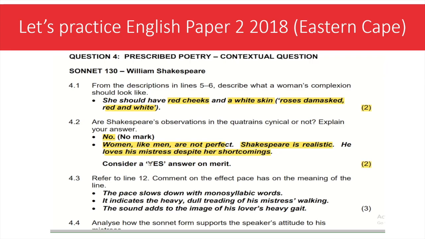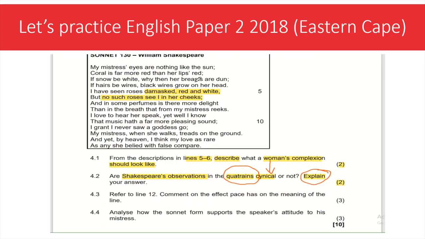Then you could consider a yes or a no answer over here. I would have said that definitely he says that in his quatrains, especially when he talks about the fact that his mistress's breath reeks. He's been quite cynical of her, in my opinion. And then the black wires grow out of her head. In my opinion, he's been quite cynical.